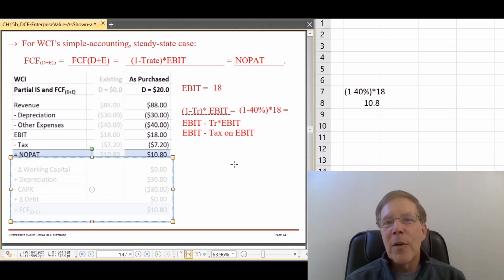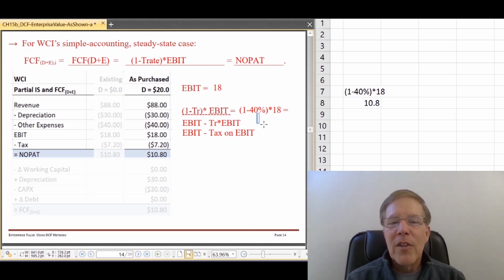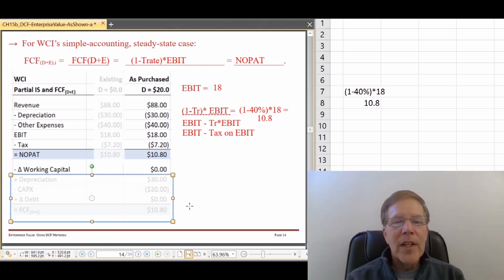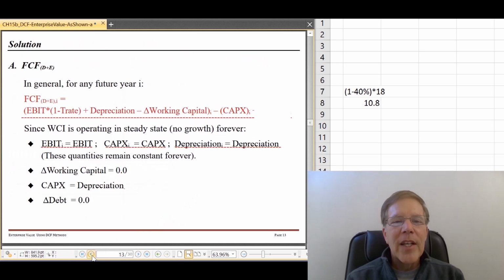And I know 99.9% of you could do that in your head, but what the heck, it's good for me to do it again anyway. So that's equal to 10.8. Okay, let me keep going here a little bit. What I want to do is put what we've got here in the context of our general formula. Let's just follow that through and see if it all makes sense.